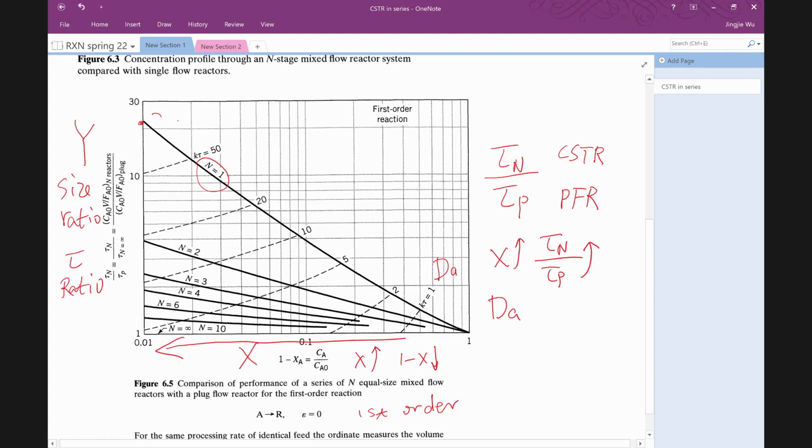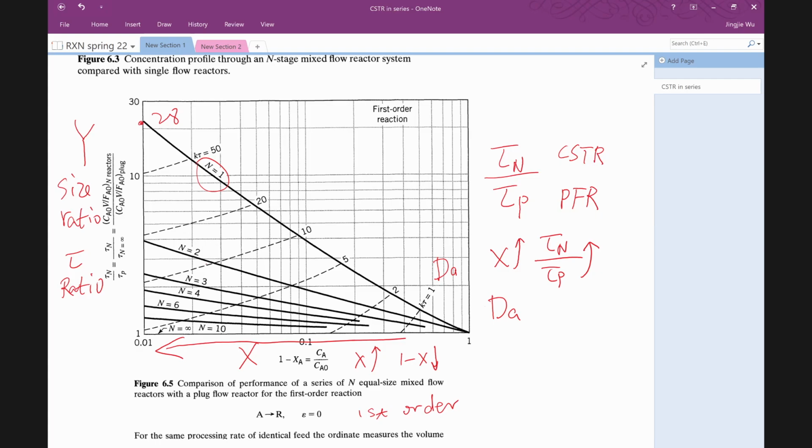So that's only for one CSTR. When you increase the number of CSTRs, you can see the ratio decreases, right? That means the CSTR performance approaches the performance of the PFR with more CSTRs in series, okay? You will see this kind of schematic in some literature or in the book.